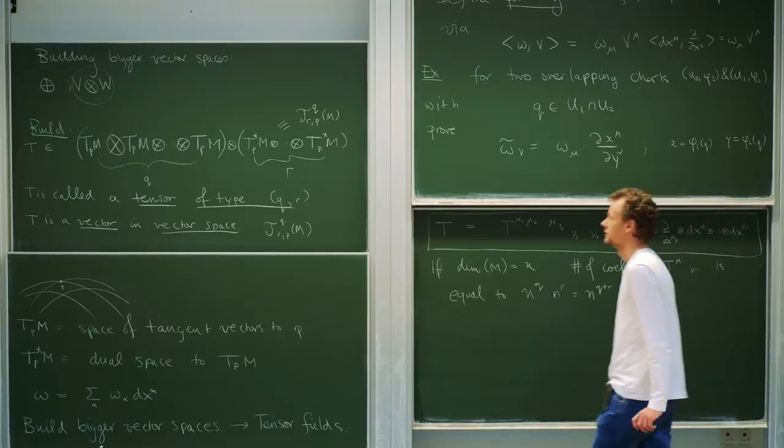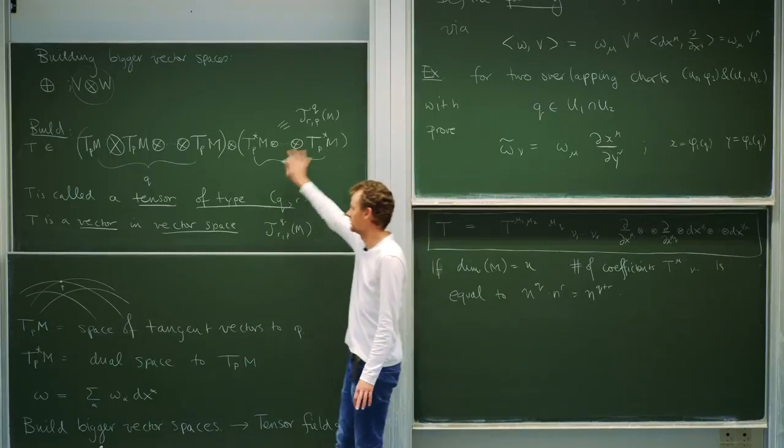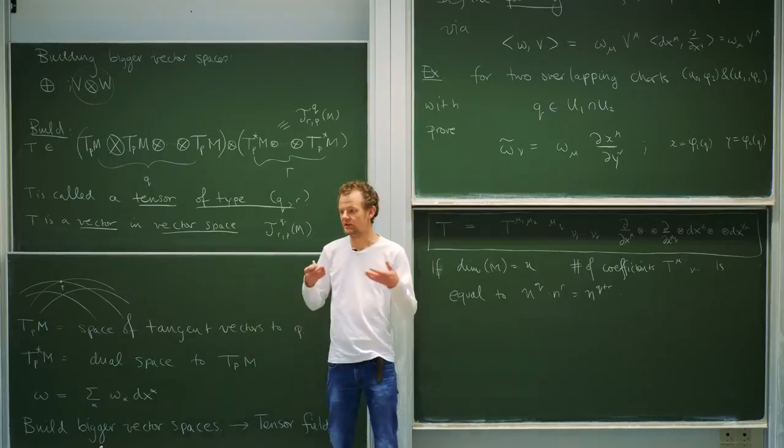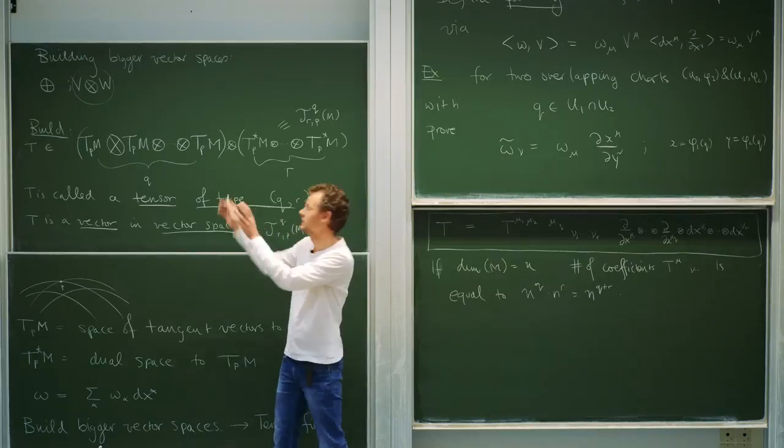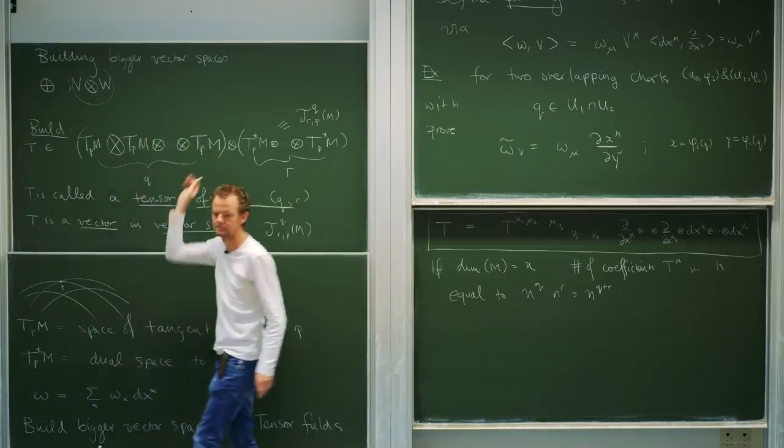And one final thing that I'll note about general tensors of type Q and R is that there's a natural pairing between this vector space and the dual of this vector space, where you put the stars here.